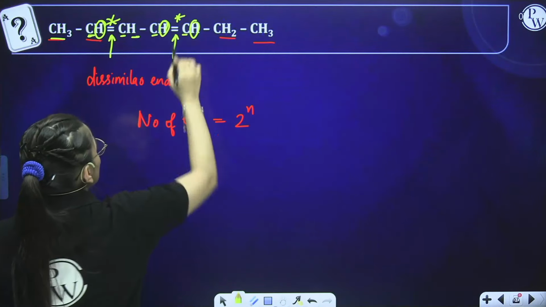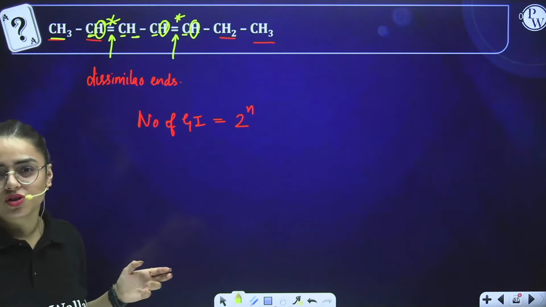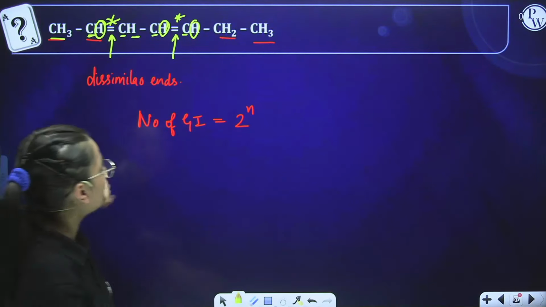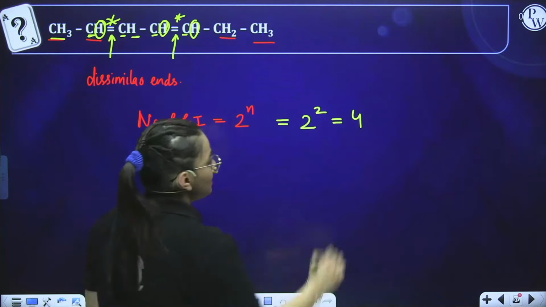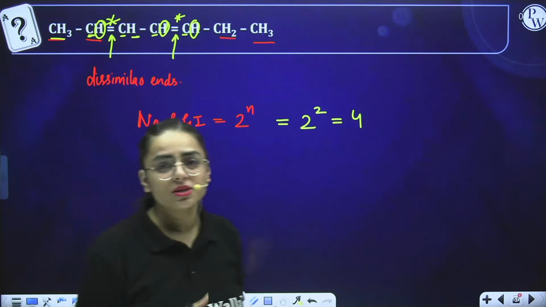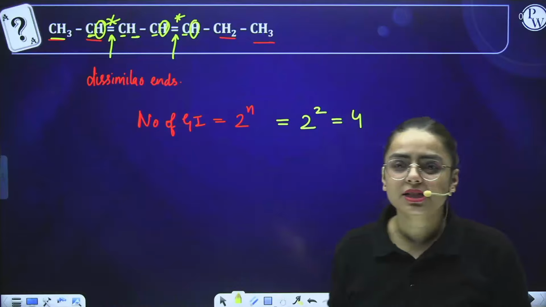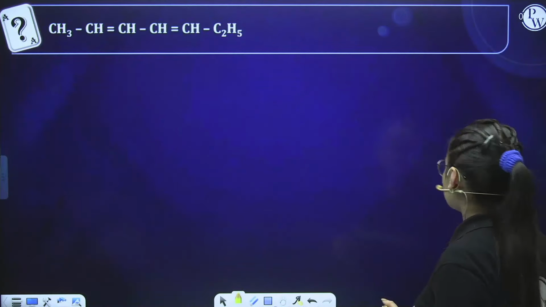So it will also exhibit geometrical isomers. So how many stereogenic centers? Total 2. So here n is equal to 2, and 2 raised to the power 2 means 4. So the number of geometrical isomers that we'll be getting here is 4. Now let us see the next case.